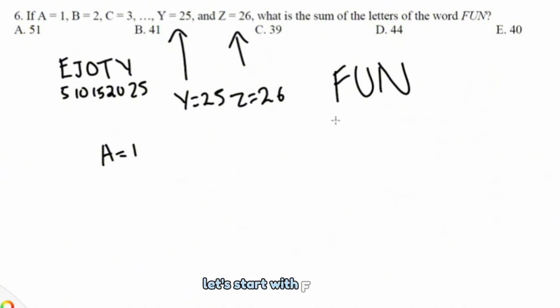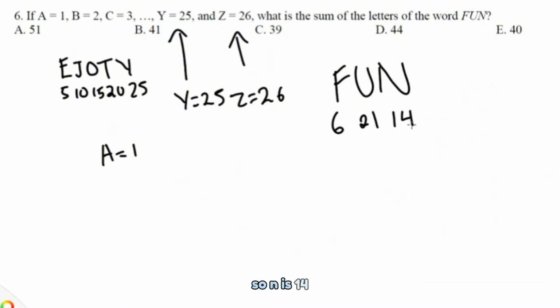Let's start with F. F, right? That is the letter after E. We know that E is the 5th letter in the alphabet, which means F is just E plus 1, which means F is 6. Next, U. We know that U is just the letter after T. T is just the 20th letter in the alphabet, so T plus 1, which is 20 plus 1, which is 21. Finally, N. N is the letter before O. So we know that O is 15, so 1 before 15 is 14.